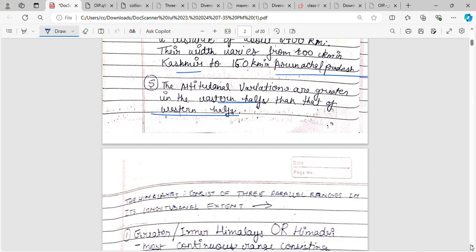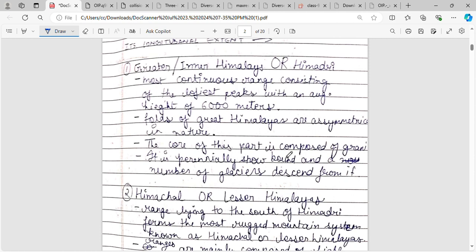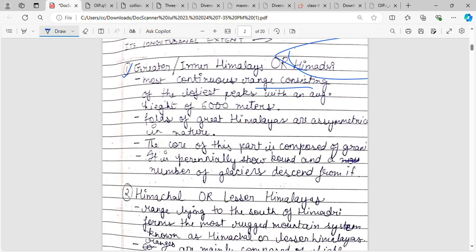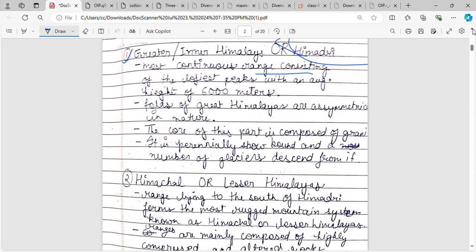Now let us differentiate these Himalayas. The Himalayas actually consist of 3 parallel ranges in longitudinal extent. First is the Greater Himalaya, which you can also call the Inner Himalayas, or which we say Himadri. Himadri is the most continuous range consisting of lofty peaks. Let me show you. See here, you can see these parallel ranges of the Greater Himalayas, Lesser Himalayas, and Shivaliks. We are right now learning about them only. So it's the most continuous range, the Himadri.